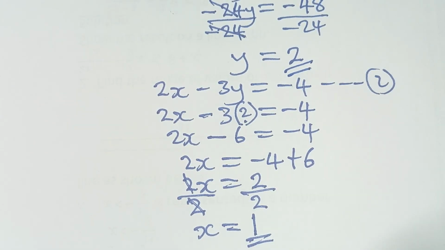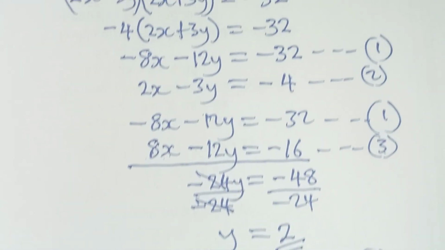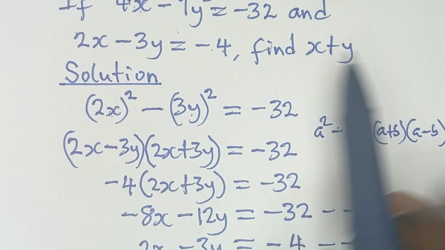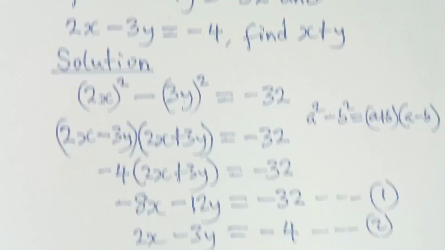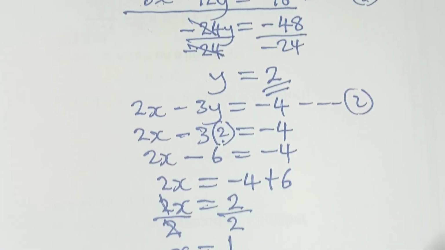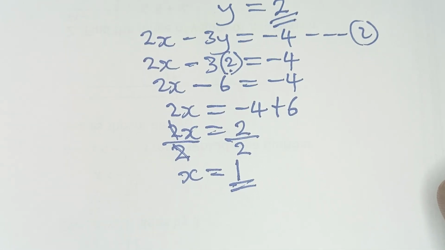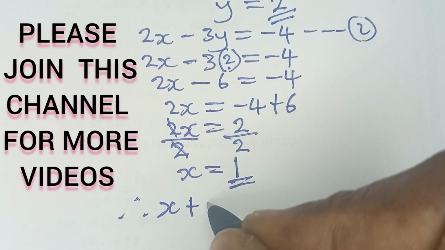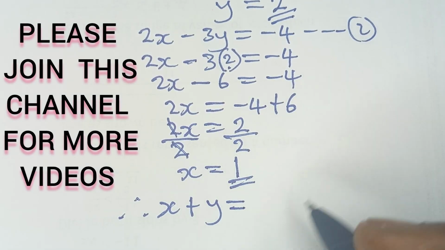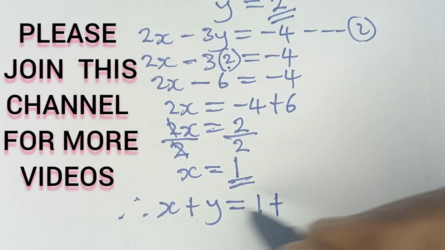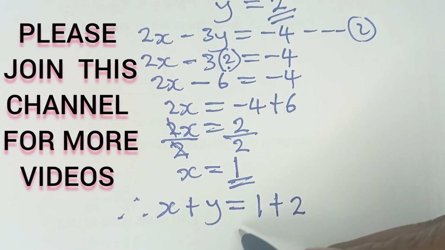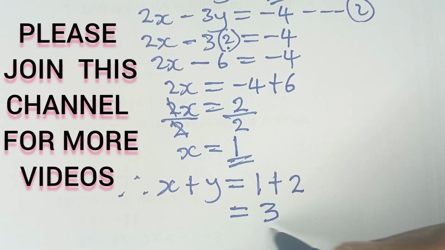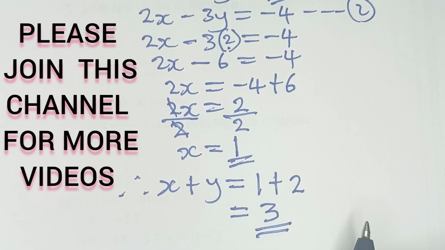So since we already know the value of x and y, don't forget, the question says that we should find x plus y. The question says find x plus y. So since we already know x as 1 and y as 2, then we can continue finally by saying therefore x plus y is equal to x, which is 1, plus y, which is 2. So 1 plus 2 will simply give us 3 as the answer. So x plus y is equal to 3, and that's our final answer.